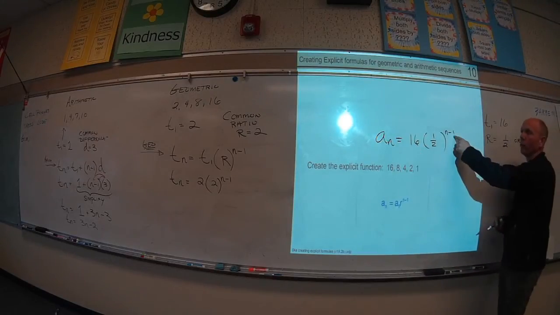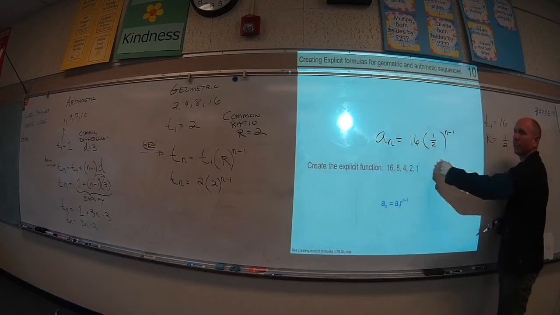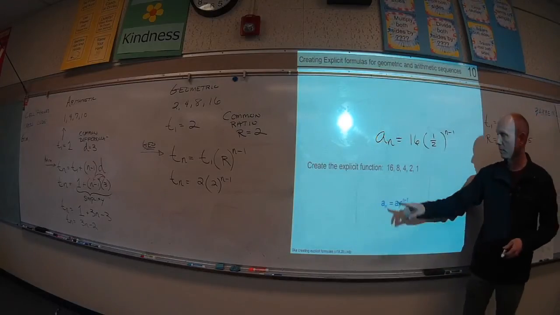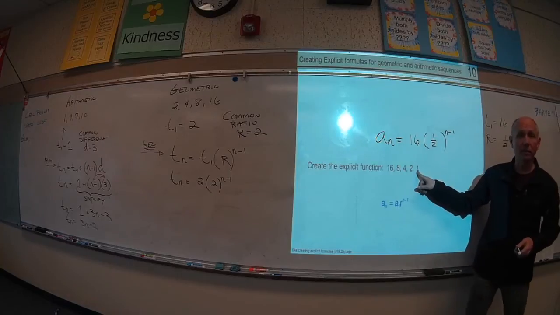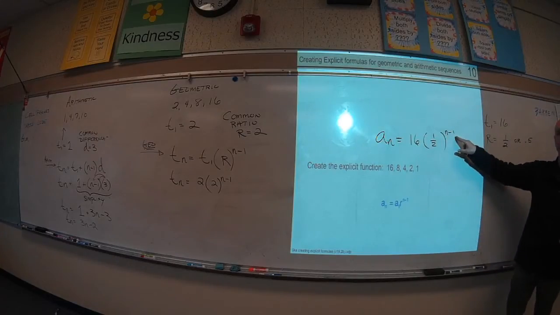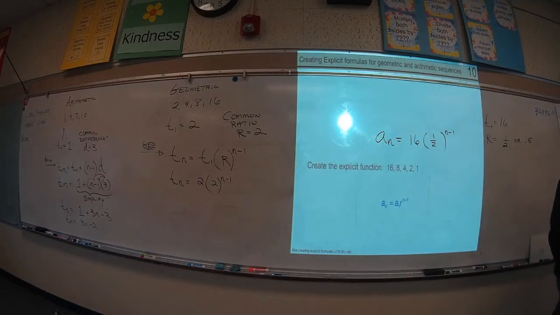Ready? 2 minus 1 is 1. 1/2 to the first is 1/2. Times 16 is 8. Wow. Let's plug in a 5. 5 minus 1 is 4. Okay, on your calculator, 0.5 raised to the 4th power is 0.0625. Multiply that by 16.